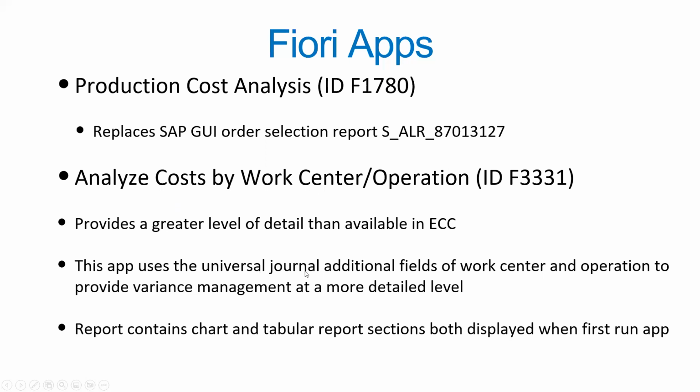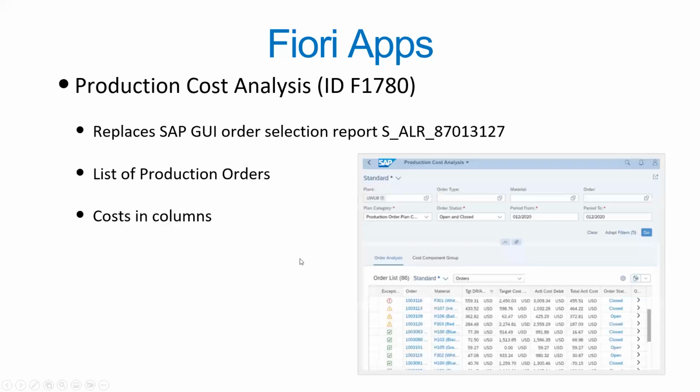So basically, Fiori apps can give us more information because they're based on the Universal Journal. There's more information in there. There's cost objects and work center and operation that we couldn't have reported with a standard report before. I'm sure everybody's seen this. This is just the first screen that you see when you're using the production cost analysis app.